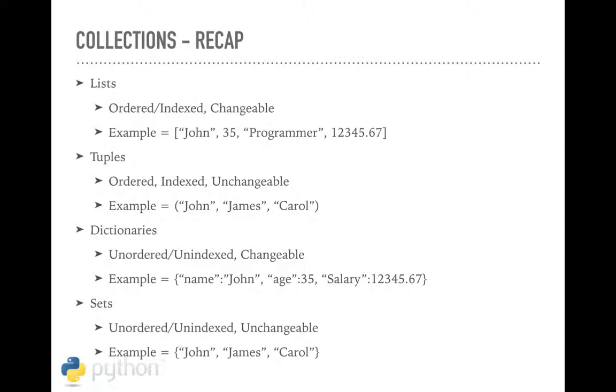And the third one we looked at was dictionary. So dictionaries are the key value pairs. They are unordered and unindexed. You cannot use an index. You can just always use only the key to retrieve a value. But you can change the value, right?